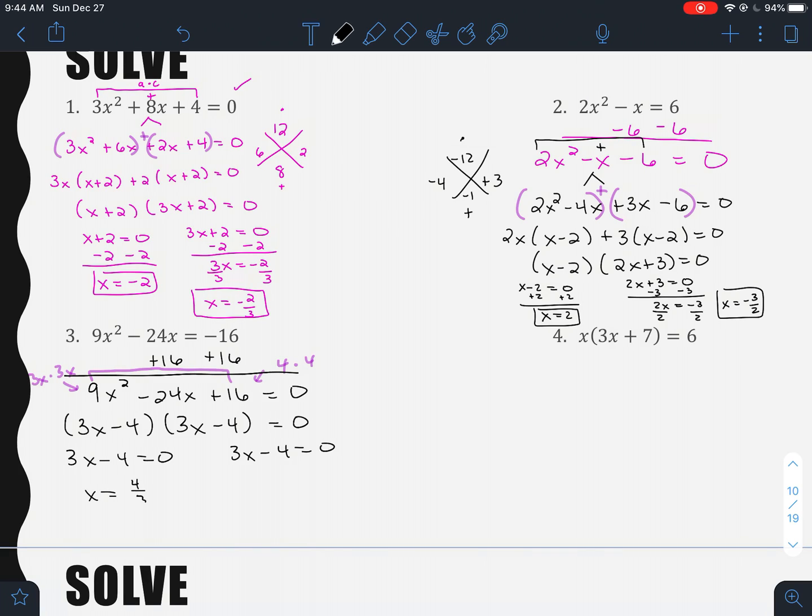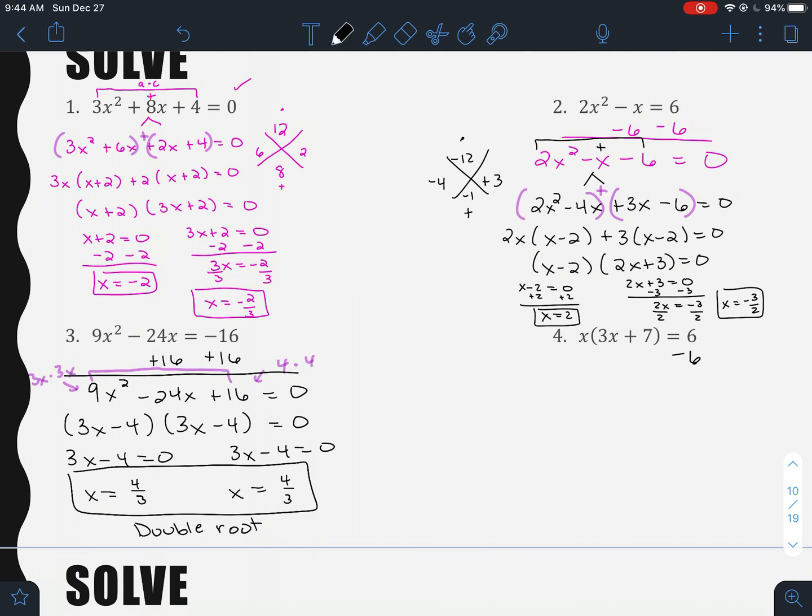So if I set these both equal to 0 and solve, I would get x equals 4/3 or x equals 4/3. I get the same solution twice. We call that a double root. So if you get the same solution twice, we call it a double root.